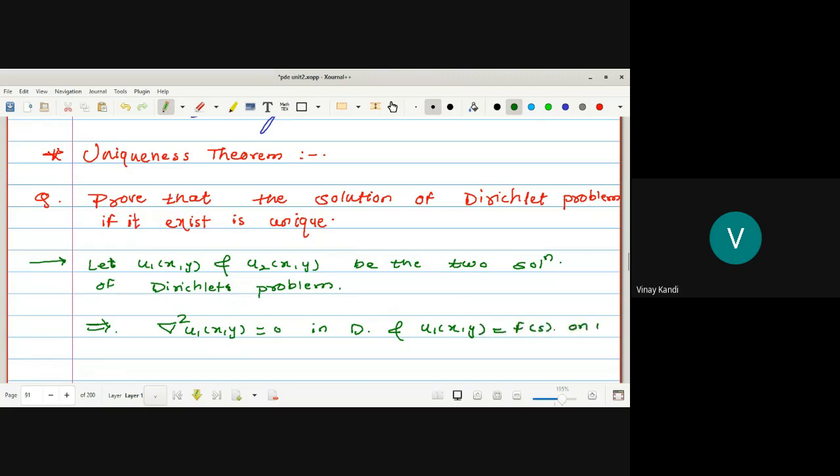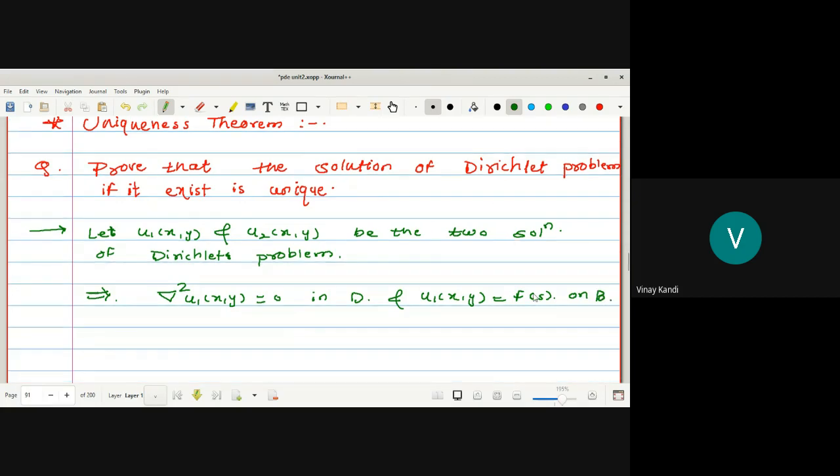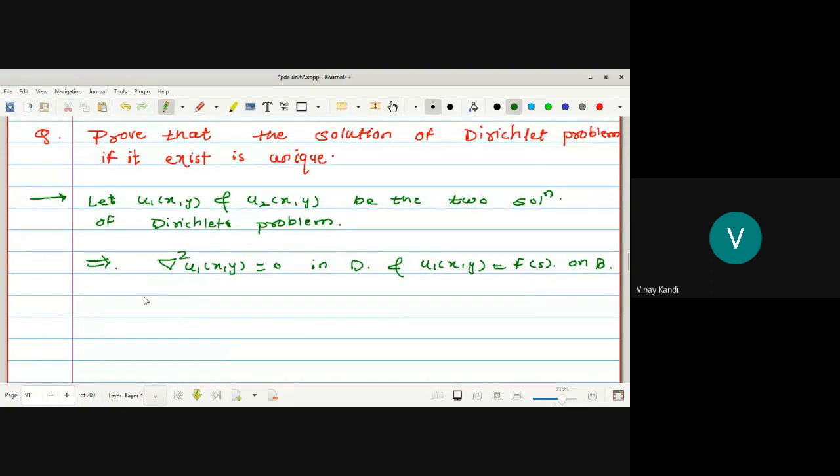Okay, so this is the definition of the solution of the Dirichlet problem, where f is a continuous function defined on the boundary B.